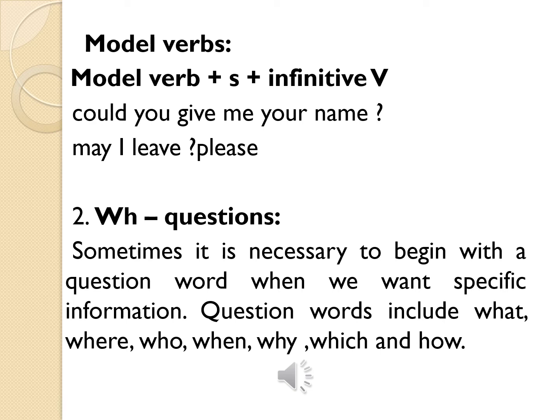Now let's move to the second type of question. WH question. We begin with a question word when we want specific information. So, this type of question is used when we want different kinds of information. These questions cannot be answered with a yes or no. Question words include what, where, who, when, why, which, and how.